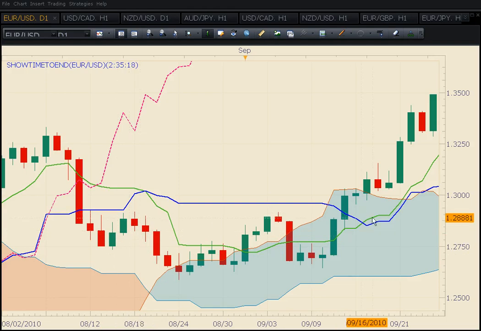Okay, so when you take a trade, you look at your filter, which is your Chikou span. You're taking a bullish trade. You want the Chikou span to be bullish too, above price.